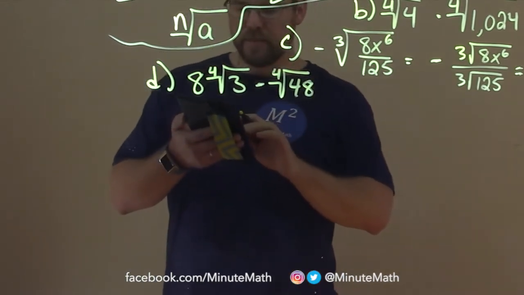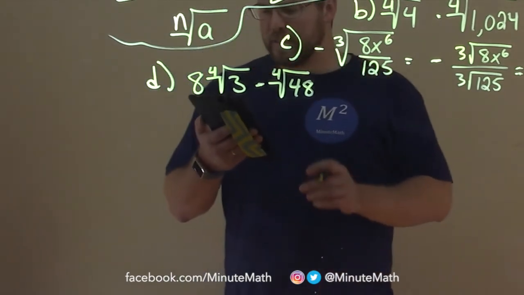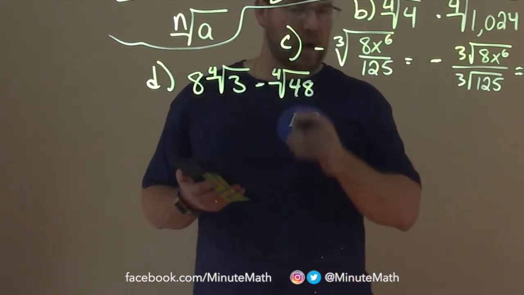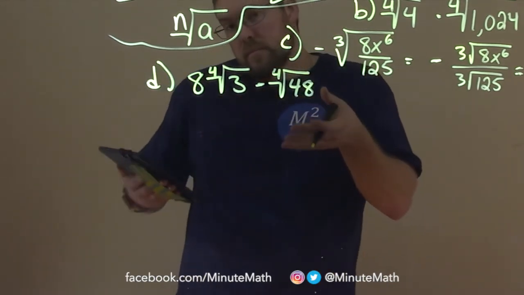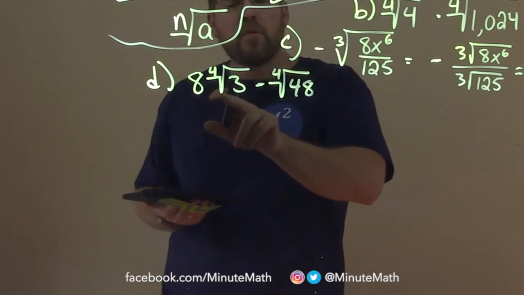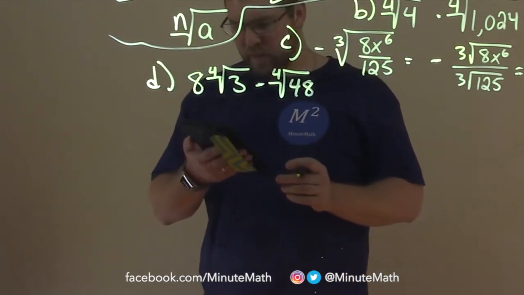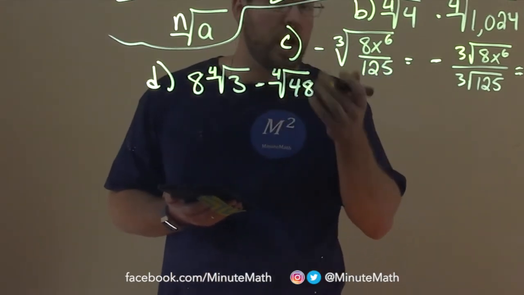So what can we do here? Okay. Well, how can we simplify this as much as possible? Well, we want to see if we can break down some of these to get the same roots inside. The fourth root of 3 we can't really break down, but there's a good chance the fourth root of 48 we can. Okay. Well, how can we do that? Let's add in this little prime factorization here.